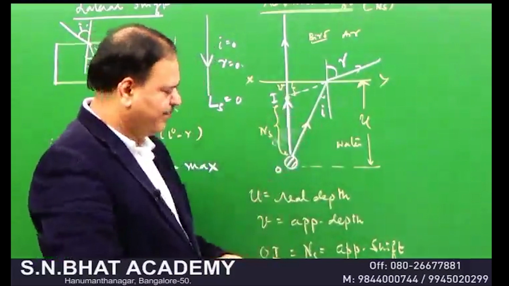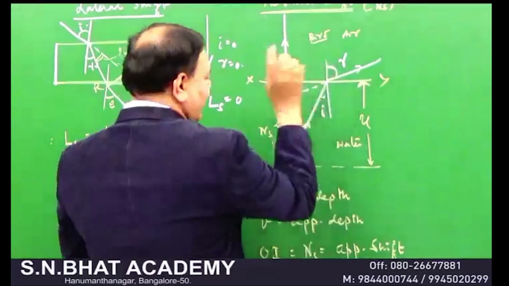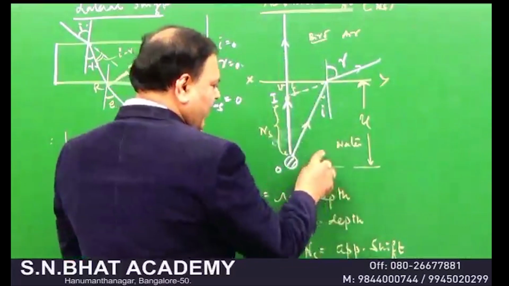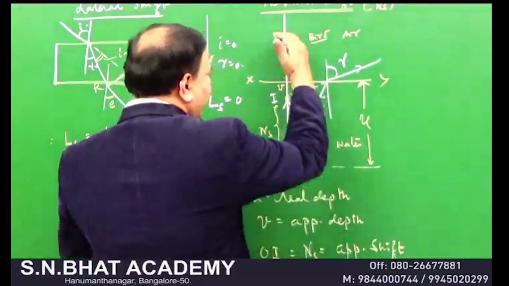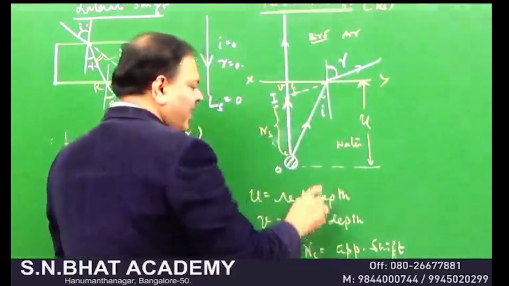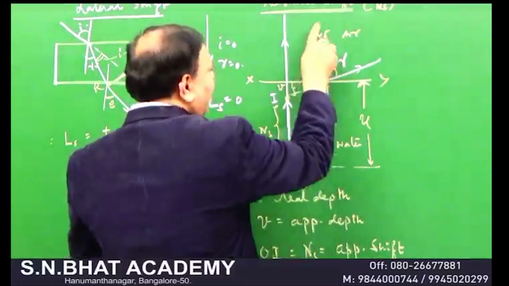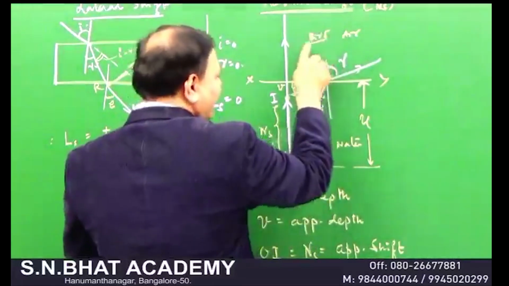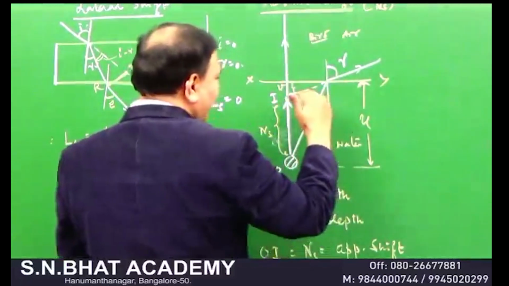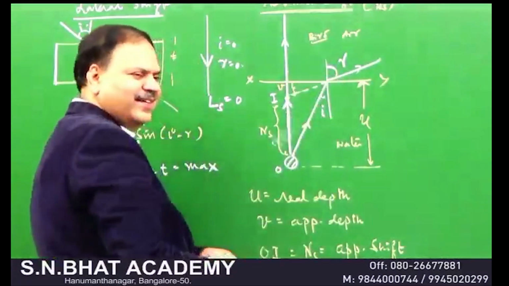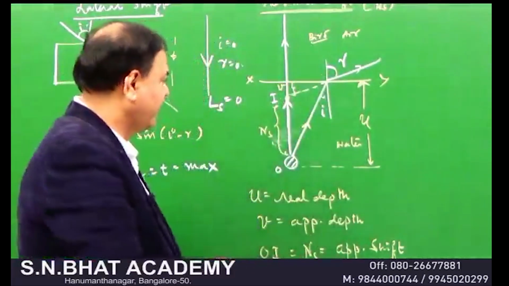Look at the other way. This fish is an observer in water. The bird is here. For an observer in the water, that is, in the denser medium, the object appears to be farther away. The fish is looking at the bird. The fish feels that the bird is here, but actually the bird is here. It appears to be here. When the fish comes to the top, the bird will catch it. Now the fish gets cheated. This is due to the normal shift.